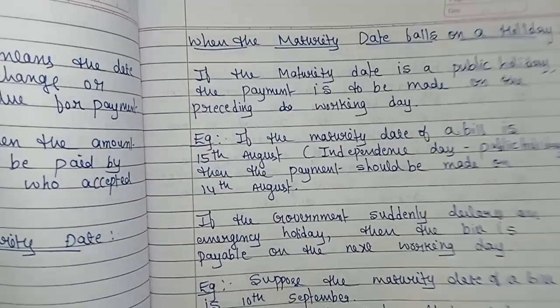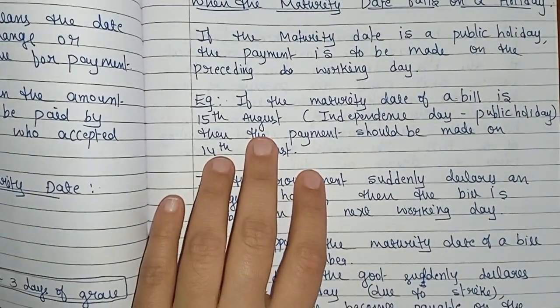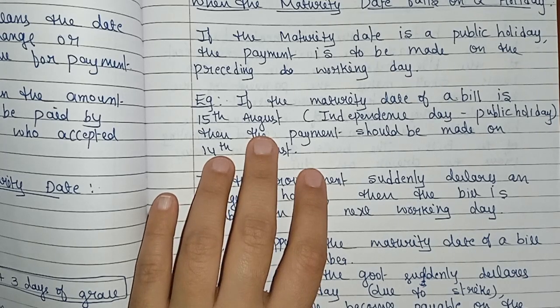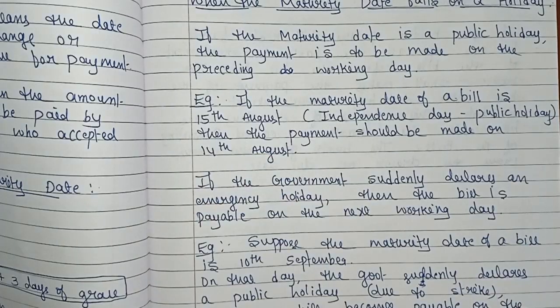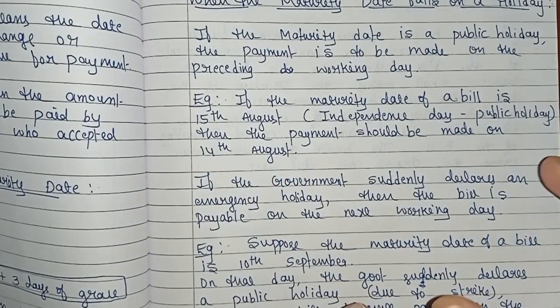Clear? For example, if the maturity date of a bill is 15th August, 15th August is a public holiday, right? That is Independence Day. So then the payment should be made on 14th August. What is the rule?